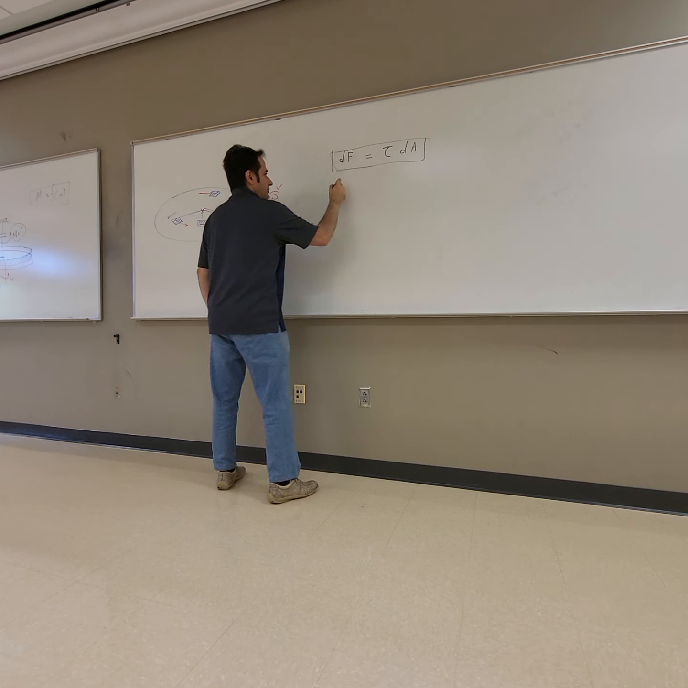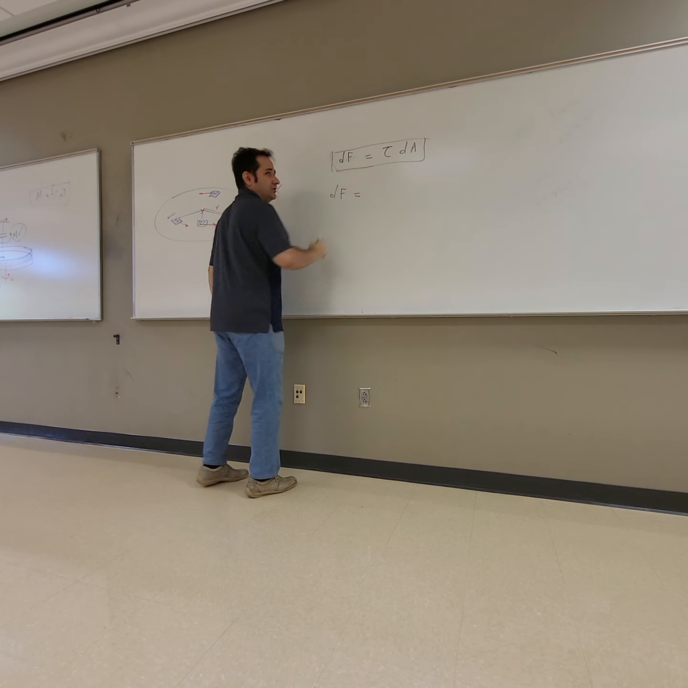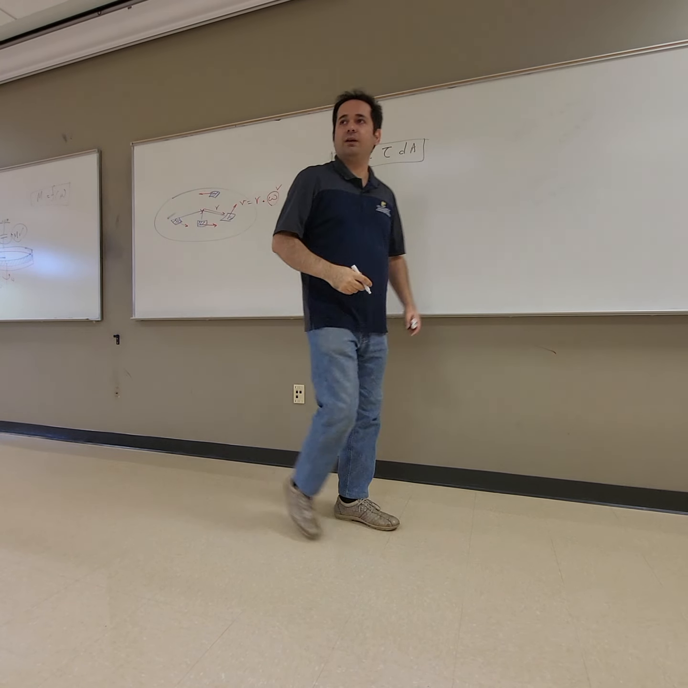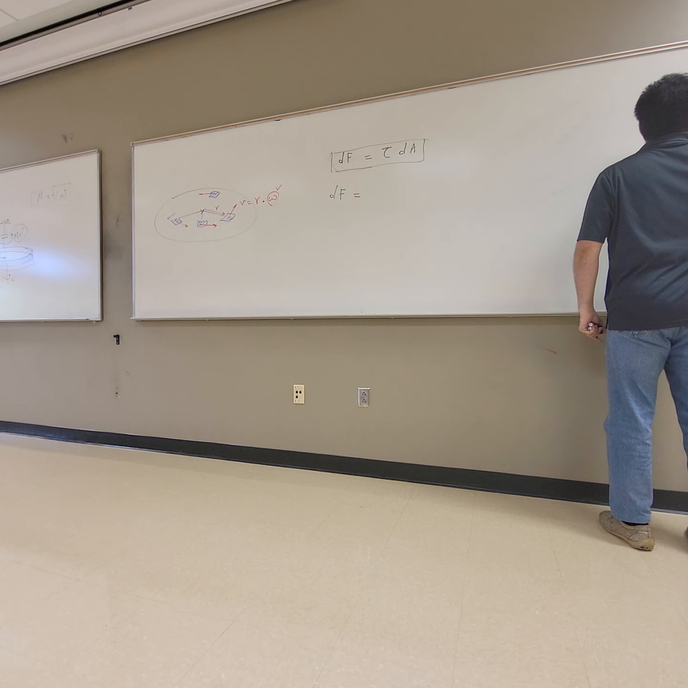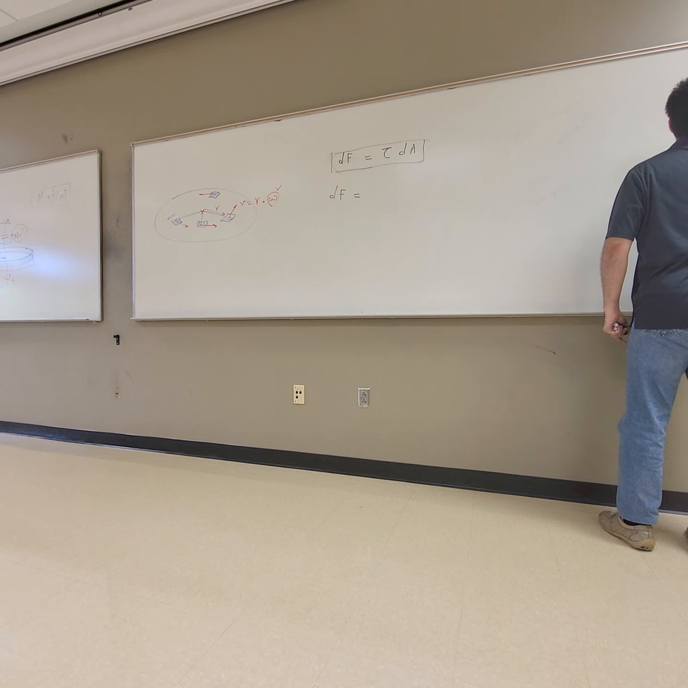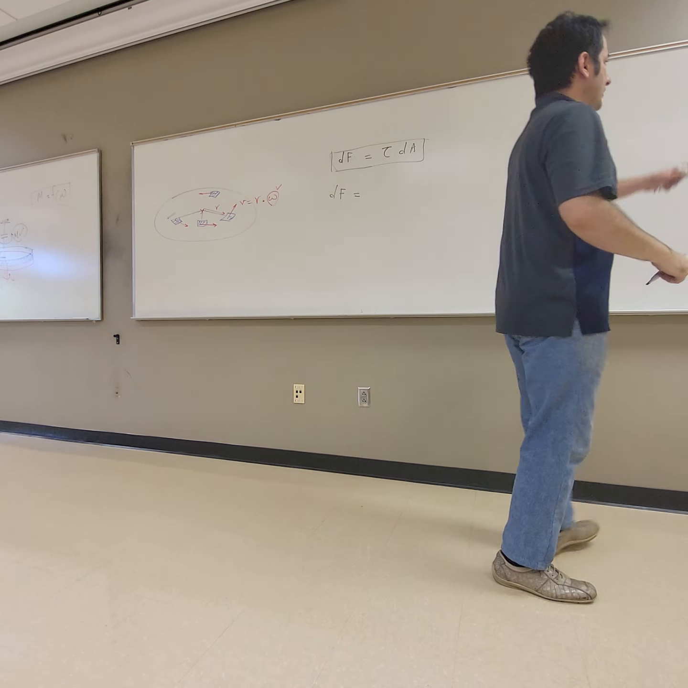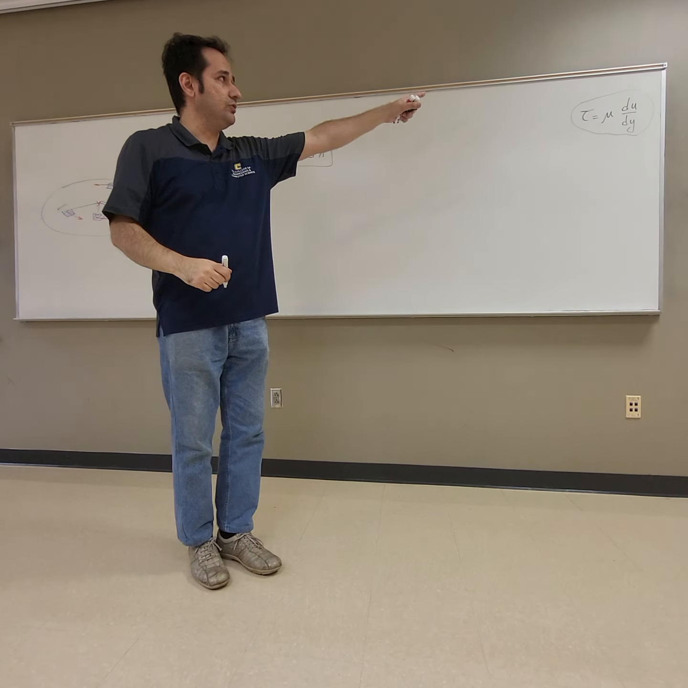So for tau, what should I write for tau? dF is equal to, we assume that it's Newtonian. What was the equation for Newtonian fluid? Tau was mu du/dy. Right? You have to figure out what's the mu, what's the du, and y.